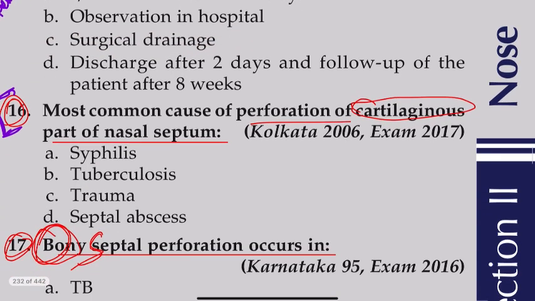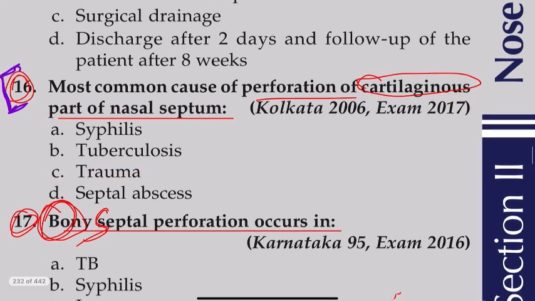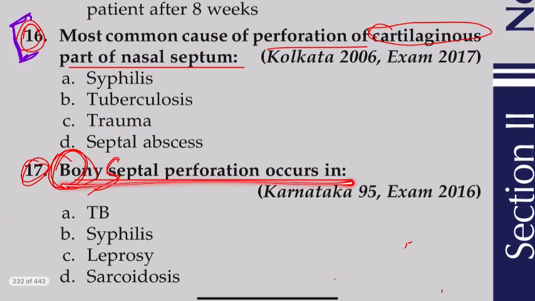The most common cause of perforation of the cartilaginous part of the nasal septum is, what is the most common cause? That is trauma, right? Trauma. Now bony septal perforation occurs in what? It occurs in syphilis, right?